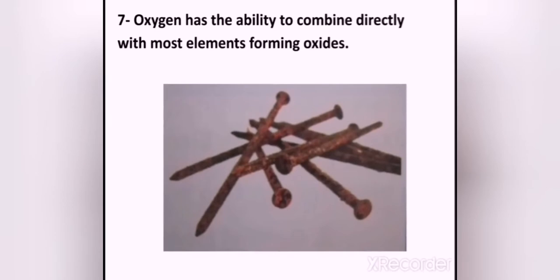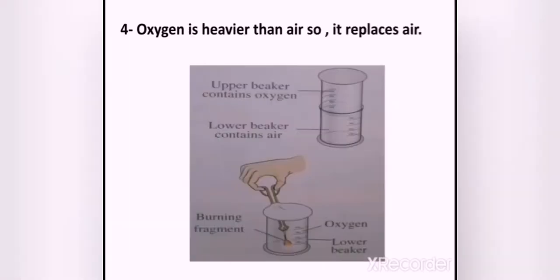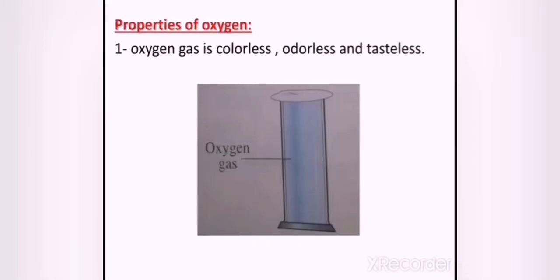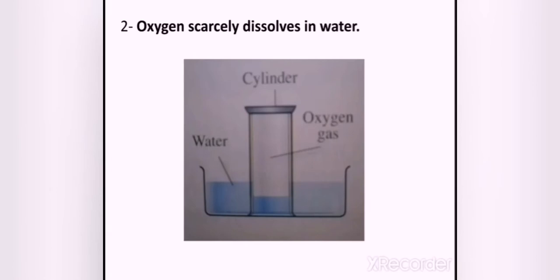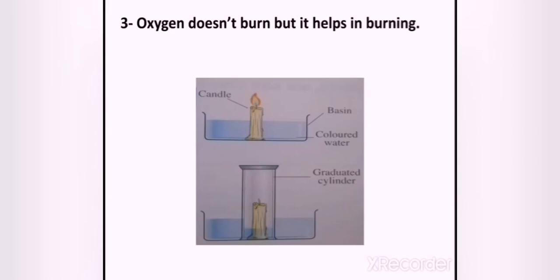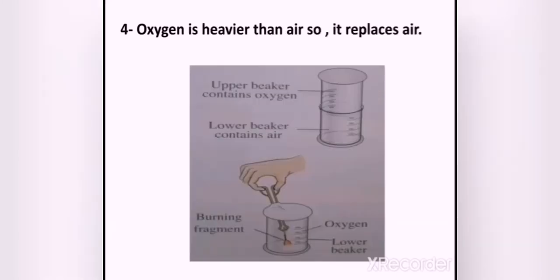Let's recap the properties of the oxygen. Number 1, the oxygen gas is colorless, odorless, and tasteless. It has no color, no smell, and no taste. Number 2, the oxygen gas scarcely dissolves in water, so it is collected by downward displacement of water. Number 3, the oxygen gas doesn't burn, but it helps in burning. Number 4, the oxygen gas is heavier than the air, so it replaces the air. It takes the place of the air.